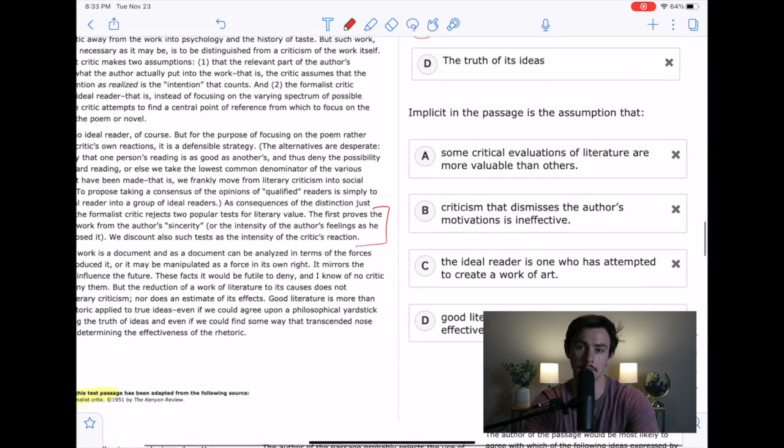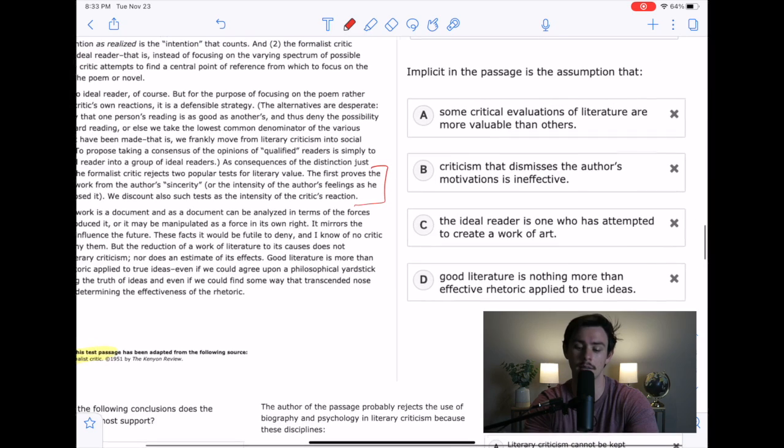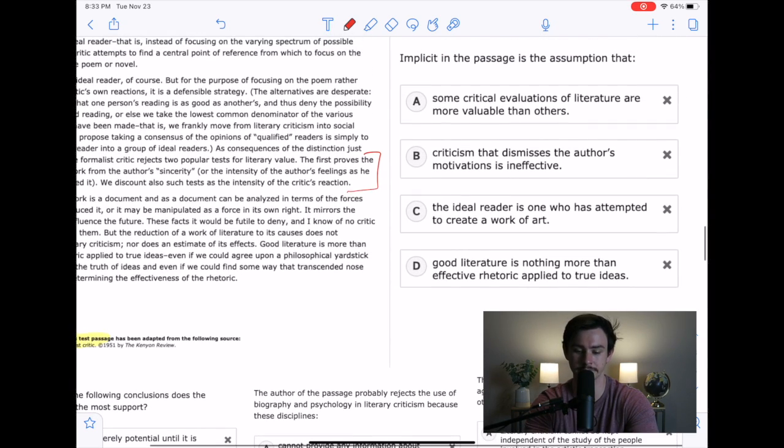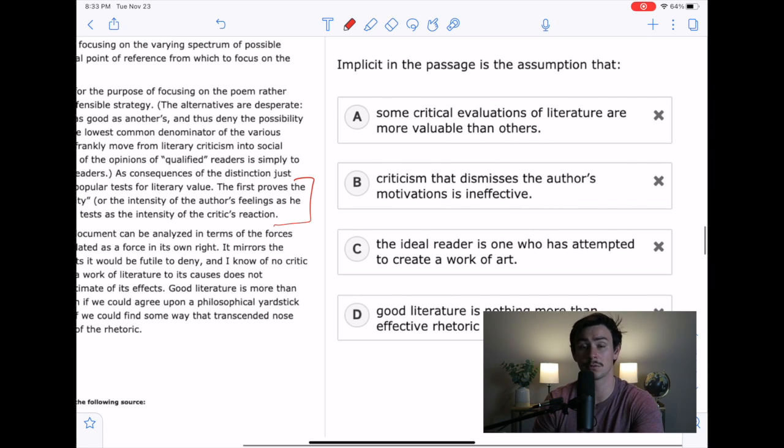If a question says, in paragraph 3, they said blah, blah, blah, I'm going to go to paragraph 3 and answer it off of paragraph 3. But past that, main idea. Implicit in the passage is the assumption that, so this is pretty much just going to say which of these agrees with the passage? A says, some critical evaluations of literature are more valuable than others.